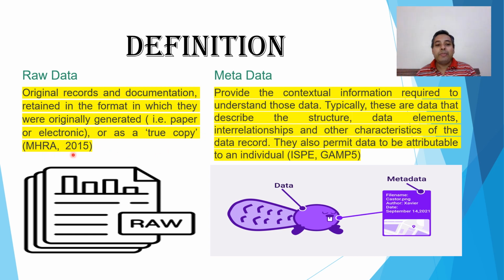As per the MHRA guideline published in the year 2015, raw data can be defined as original records and documentation written in the format in which they were originally generated, that is paper or electronic or as a true copy. Whereas as per the GAMP 5 guideline published by the International Society for Pharmaceutical Engineering, metadata can be defined as the one which provides the contextual information required to understand those data. Typically, these are data that describe the structure, data elements, interrelationships, and other characteristics of the data record.